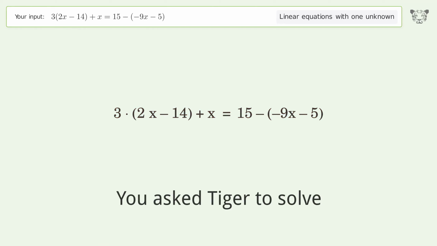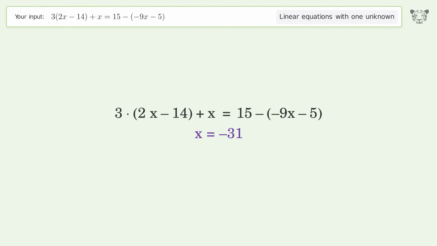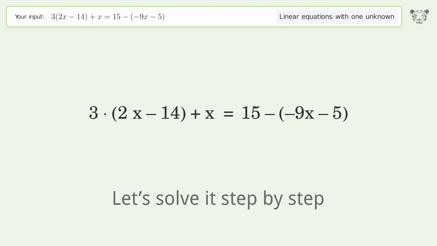You asked Tiger to solve this. It deals with linear equations with one unknown. The final result is x equals -31. Let's solve it step by step.